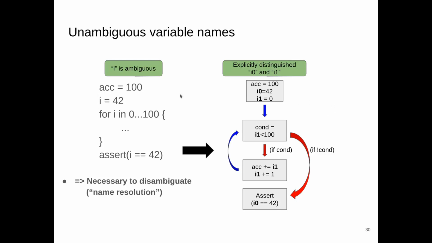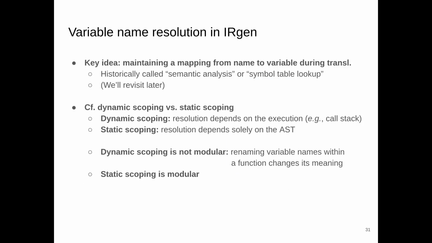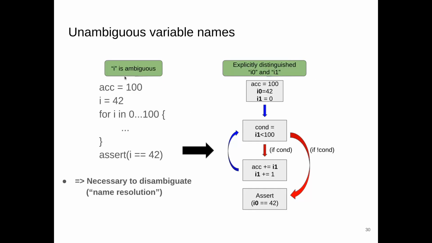So this IRgen is basically disambiguating the ambiguous names of I into I0 and I1 when we need to implement such a name resolution function in IRgen. So the key idea of name resolution is maintaining a mapping from name to variable during the translation. For example, when we are translating a statement in this for loop, we know that I should point to this. But after this for loop is over, I should point to this.